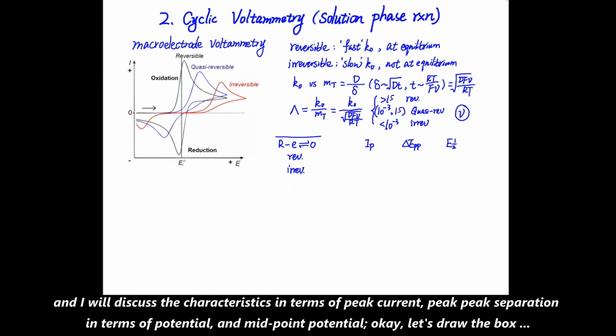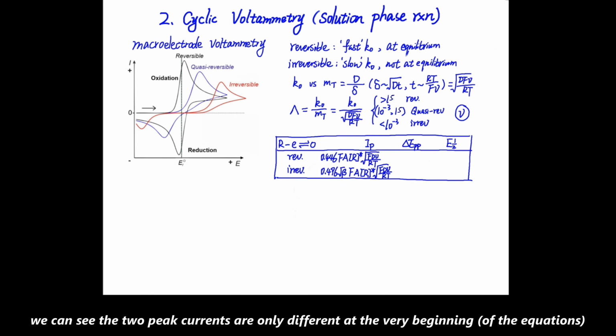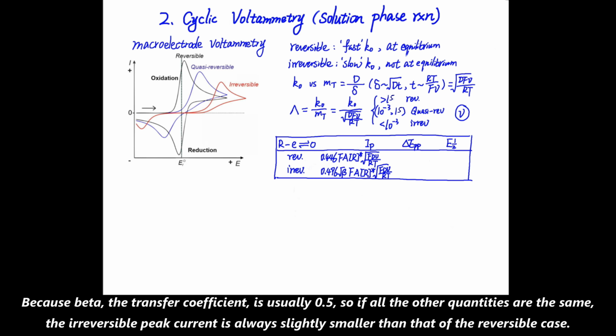In the reversible limit, the peak current is as shown, and in the irreversible limit, it's slightly different. We can see the two peak currents only differ at the very beginning. Because beta, the transfer coefficient, is usually 0.5, if all the other quantities are the same, the irreversible peak current is always slightly smaller than that of the reversible case.